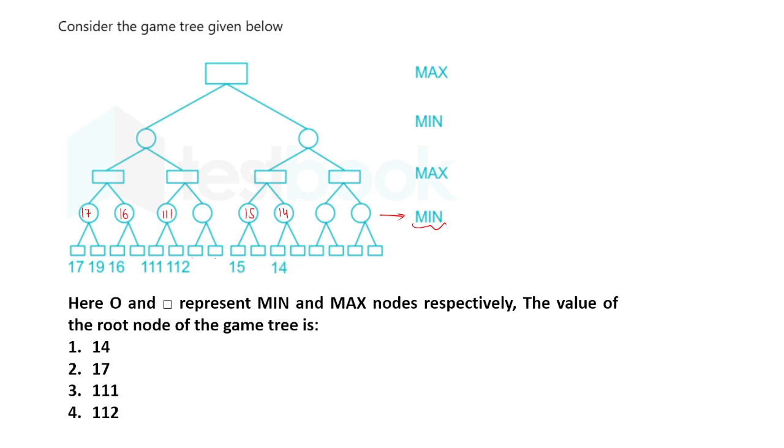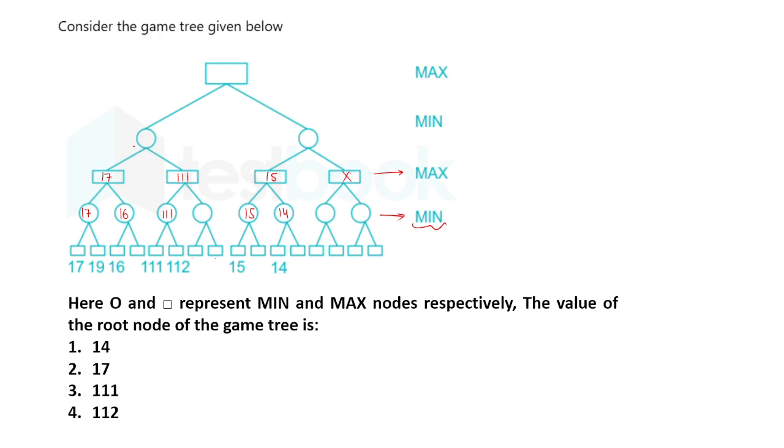In the next step, we have a rectangle, which means we have to select the maximum value. So in between 17 and 16, we have to select only one value, right? So the maximum value is 17. We have only one value here, that is 111, so write this as it is. Next, we have to write the maximum value, that is 15. Here is the null value.